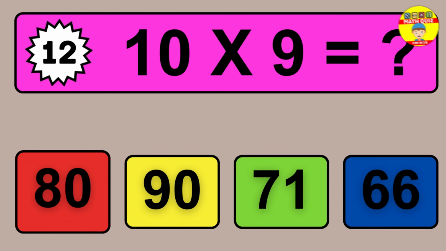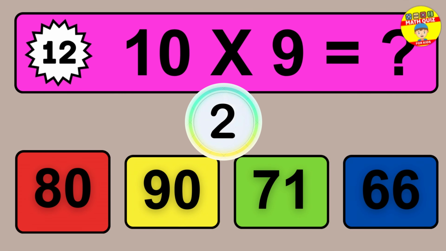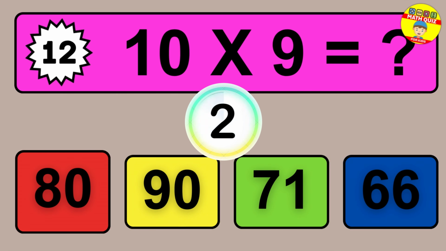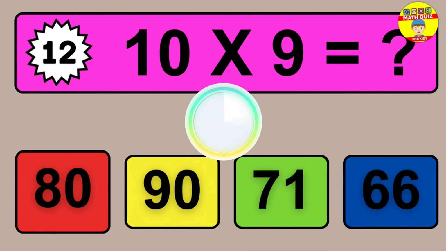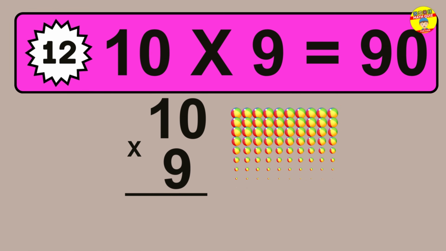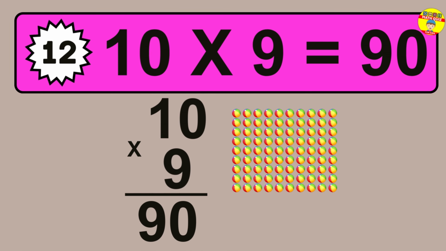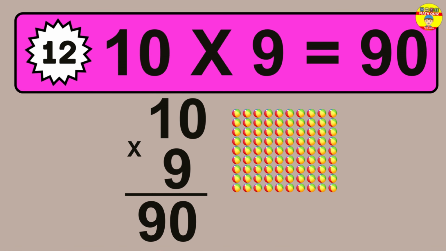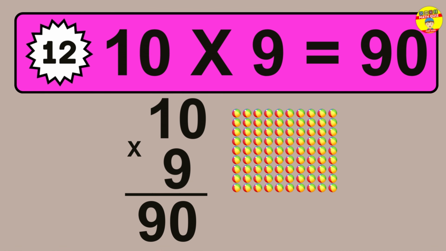Question 12. 10 times 9 equals what? So the answer is 10 times 9 is 90. To calculate, we have 10 groups with 9 balls each one. So how many balls do we have? 90 balls.